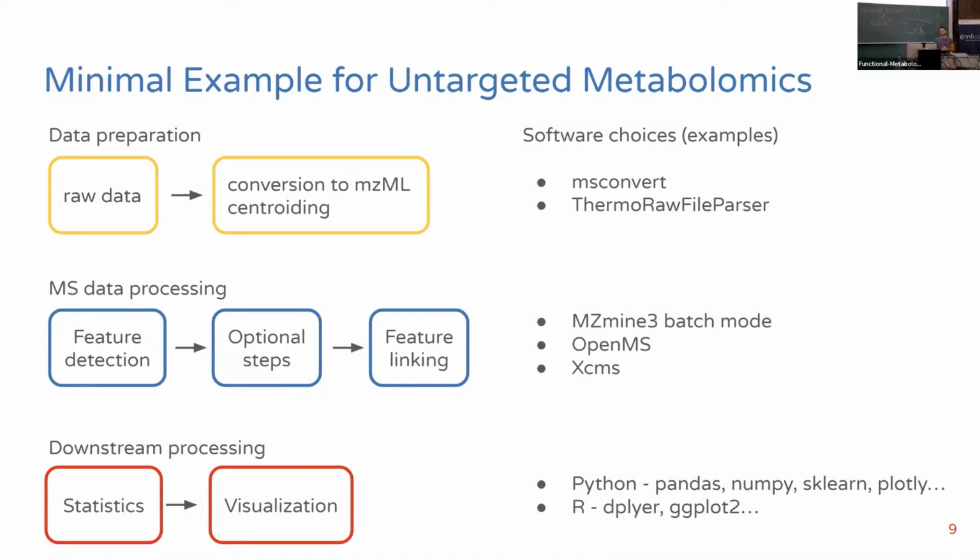And I will use the feature detection and the feature linking steps as examples later for the Nextflow tool. Therefore, I will use two TOPP tools from OpenMS because they are just two separate steps that you can easily link with each other.